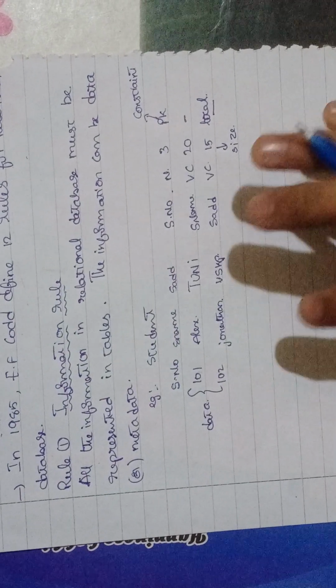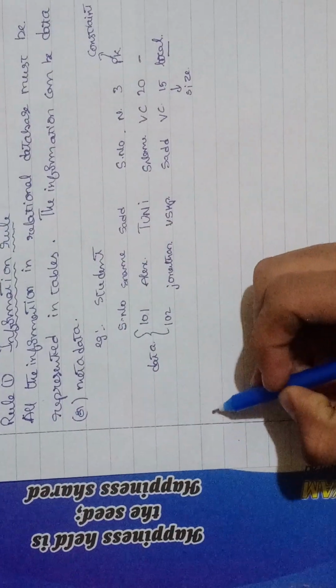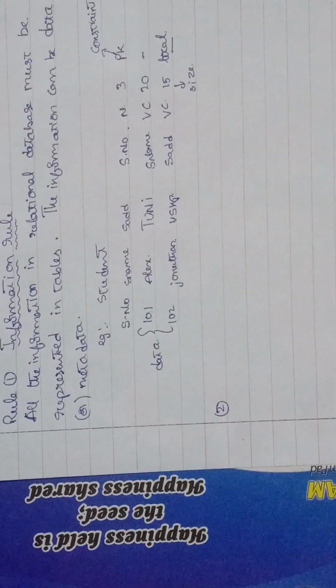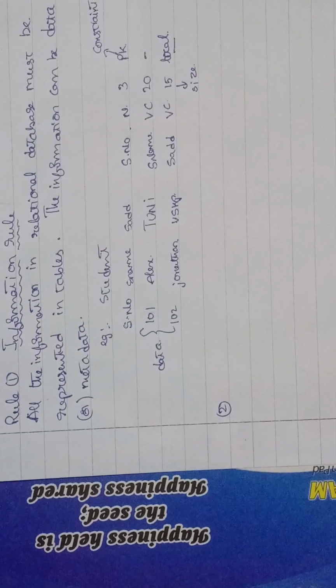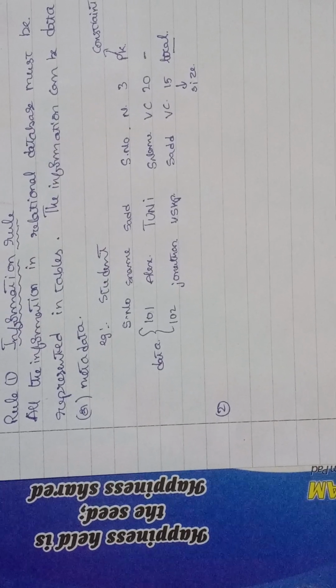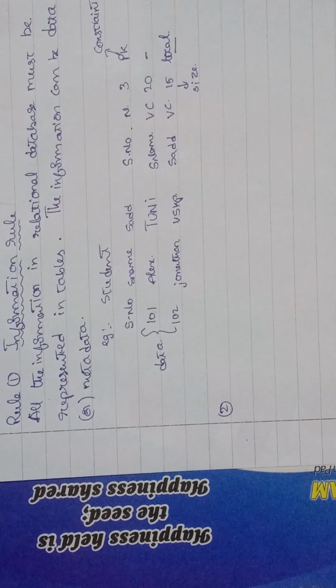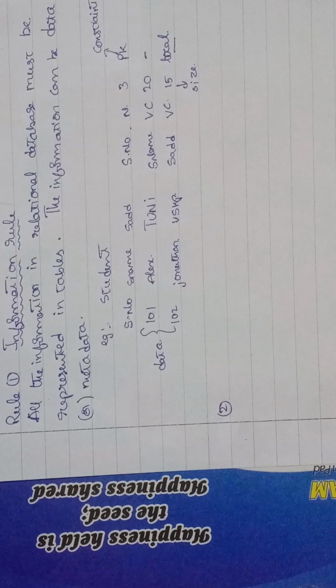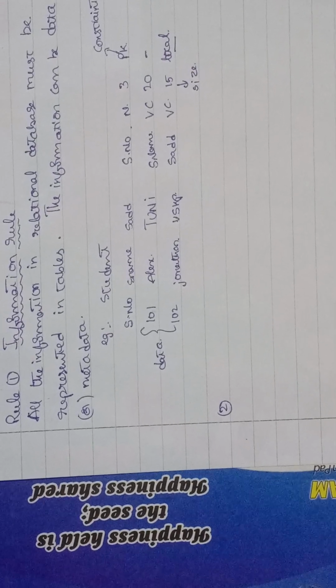Second rule we can see, guaranteed access. Every single data element value is guaranteed to be accessible logically with a combination of table name, primary key (the row value) and attribute name (the column value). No other means such as pointers can be used to access the data.